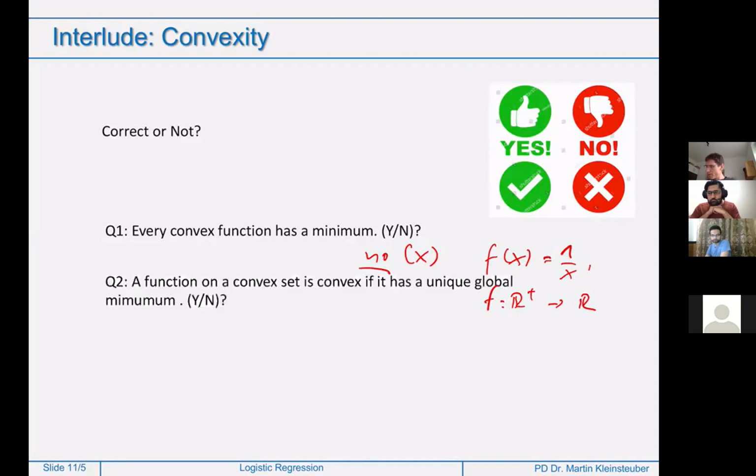Okay, the next thing is a function on a convex set. A function on a convex set is convex if it has a unique global minimum. Is that correct or not? So think about it. There is a question in the chat: but a strictly convex function has a minimum, right? No, because f of x equals 1 over x is also strictly convex.